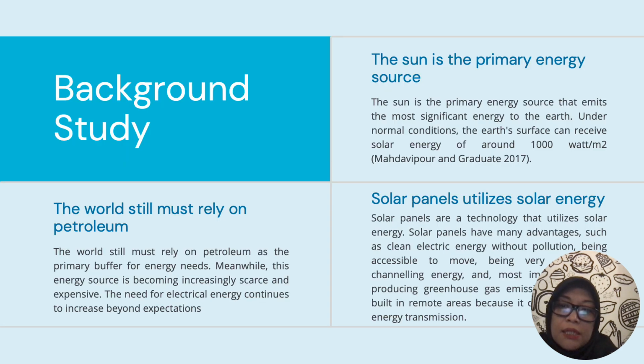The world remains dependent on petroleum as the primary energy source, despite its increasing scarcity and cost. Meanwhile, the demand for electrical energy continues to grow beyond expectation. The sun serves as the primary energy source, delivering approximately 1000 watts per meter squared of solar energy to the Earth's surface under normal conditions.